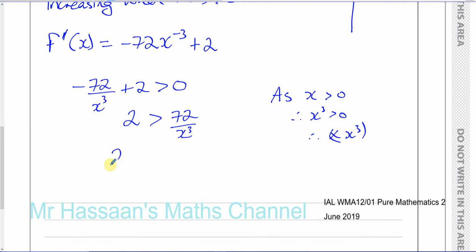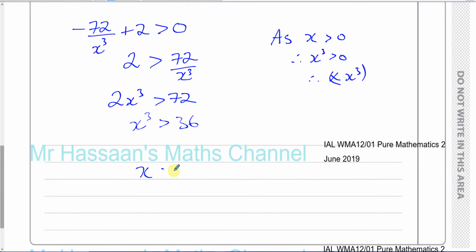You get 2x cubed is greater than 72. Divide both sides by 2. You have x cubed is greater than 36. So we can say, therefore, x is greater than the cube root of 36. Not the square root, the cube root. Okay, don't get mixed up there.